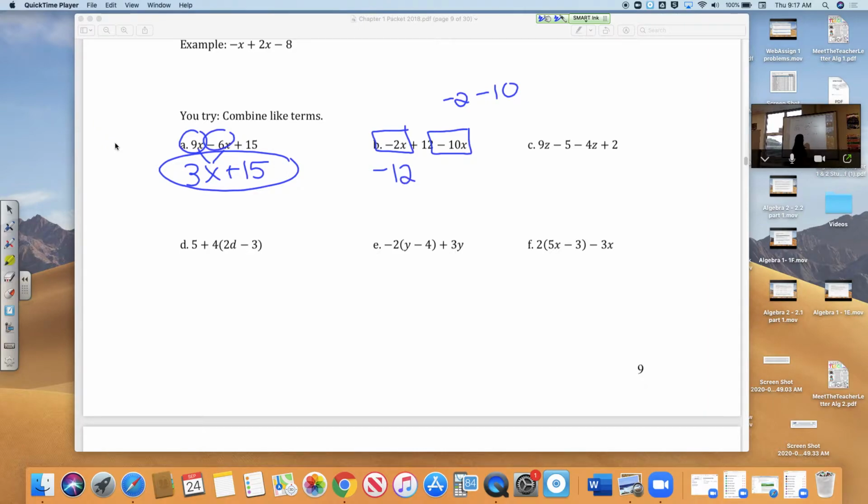So negative 2x minus 10 more is going to be negative 12x. And then this is plus 12. That's the final answer; those cannot be simplified.